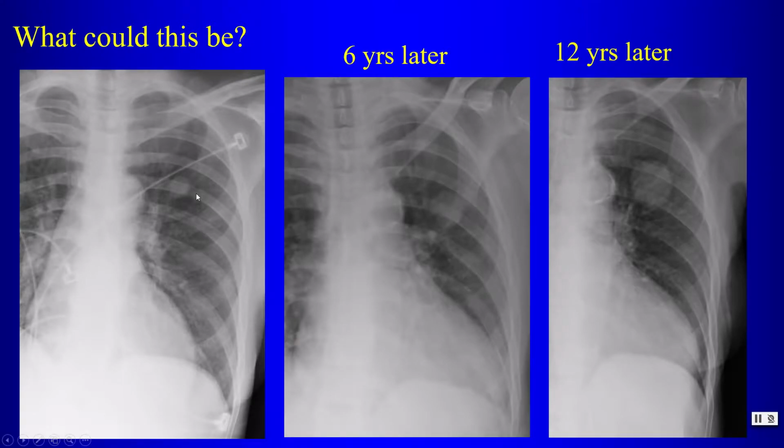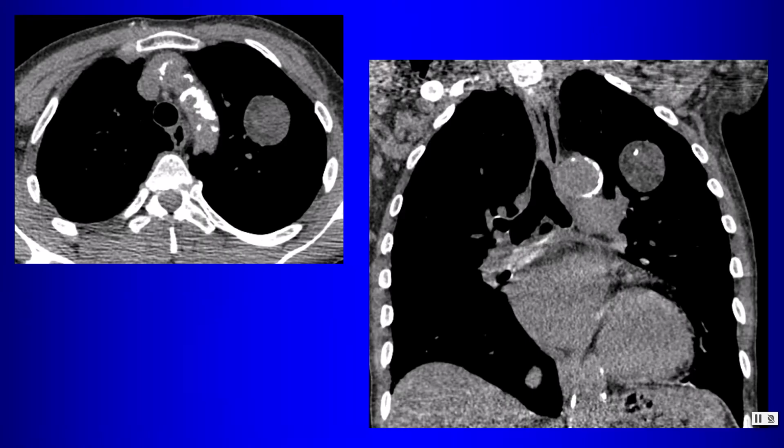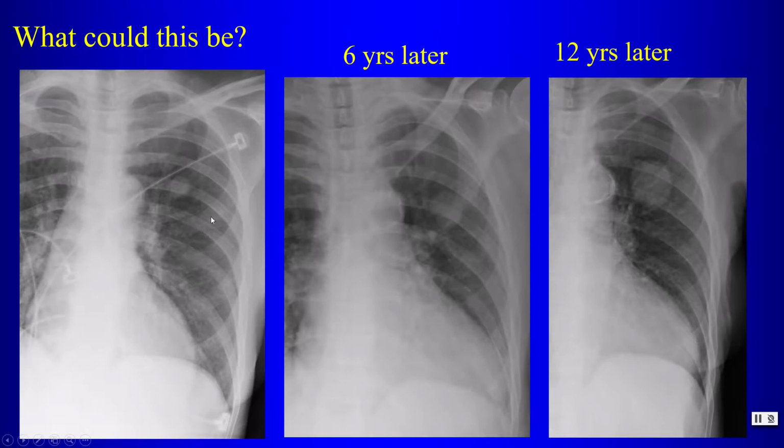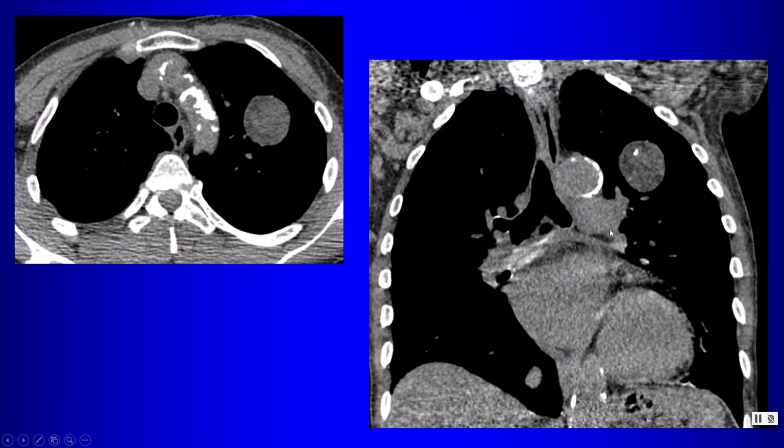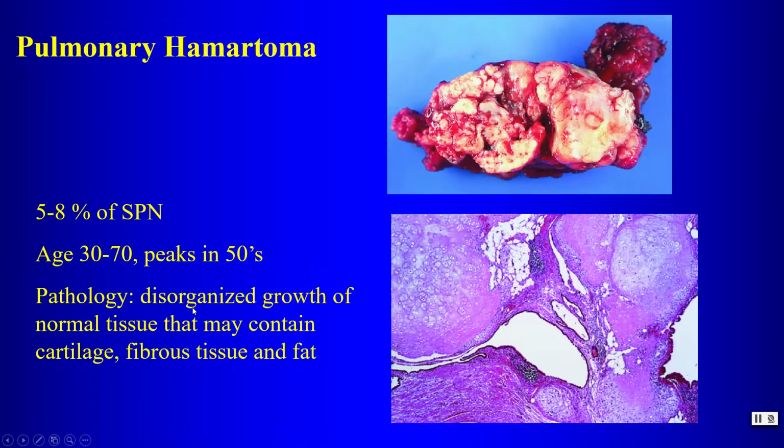Okay, so here's our next example. We have a nodule here. 6 years later, it grows, and 12 years later, it grows. So this nodule has been there for 12 years. Well, what could this be? And here is the CT scan. You can see a little bit of calcification, but the other important feature here is this fatty attenuation within the nodule. So this is a hamartoma, and hamartomas can give you very slowly growing nodules, as in this particular example. And the fat within the lesion tells us that this is a hamartoma.